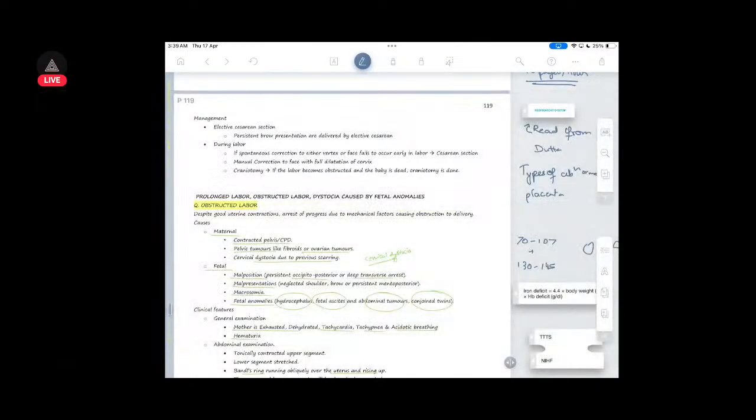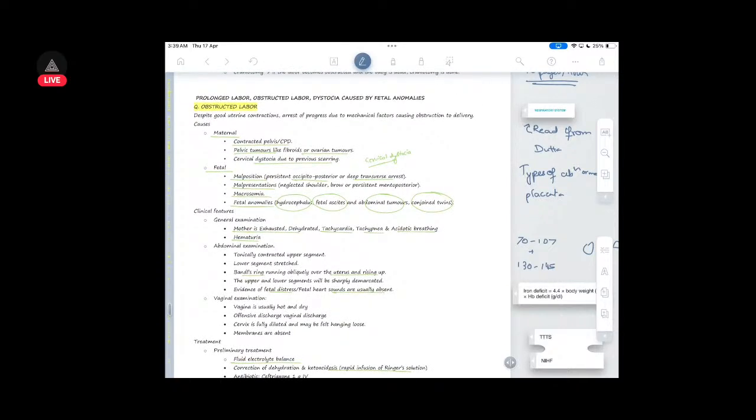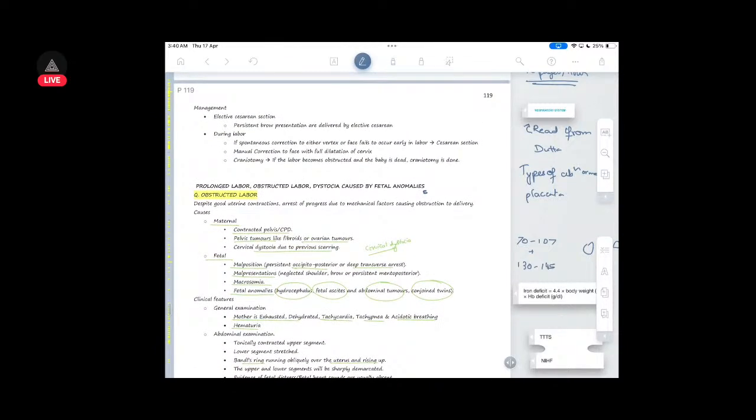Okay, so then we need to discuss wrong labor, obstructive labor, dystocia, and fetal anomalies. We need to do this from page number 119 to 145, around 25 pages. So around 15 minutes it will take. Around 5 o'clock I'll finish. After that I'll sleep for some 2 hours.